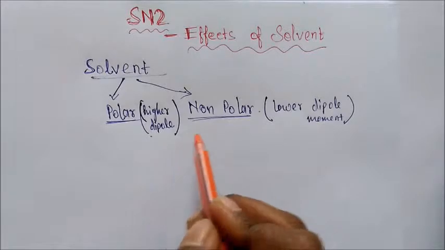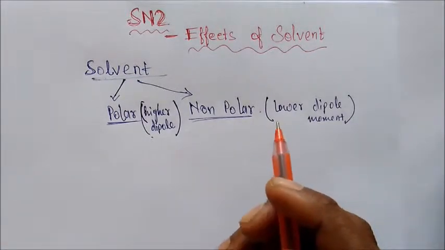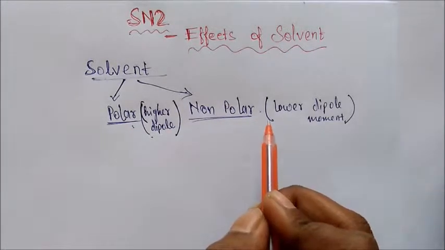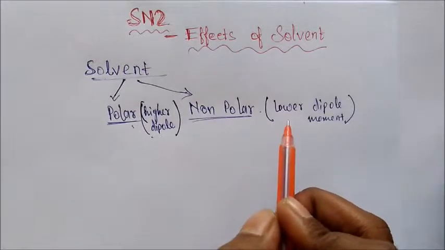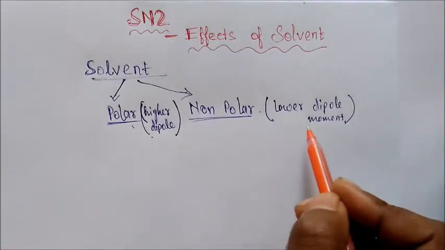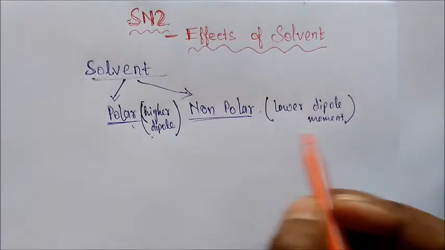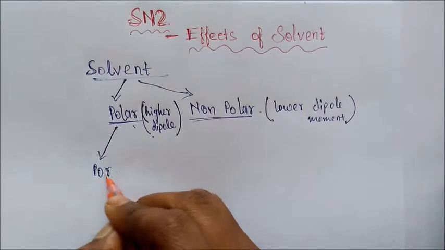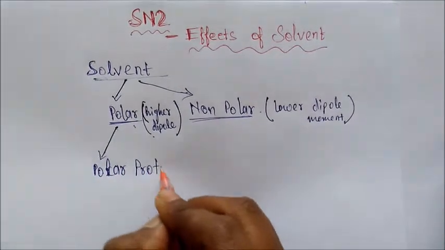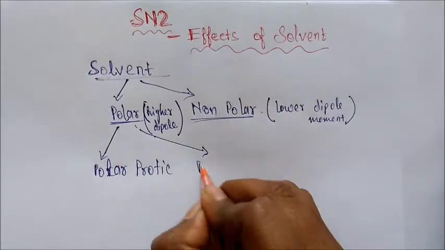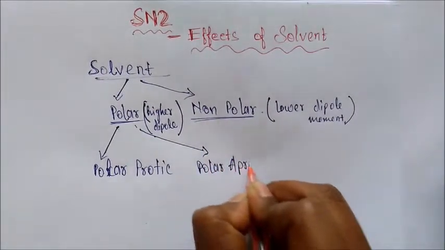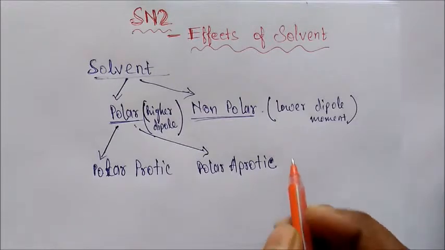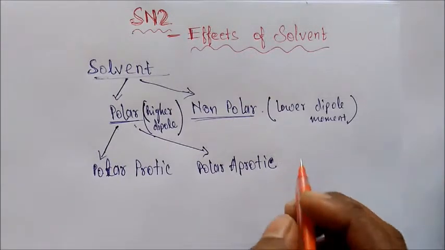Higher dipole in the sense that the atoms connected with each other have the greater electronegativity difference in the polar case, and in the non-polar case the atoms attached to each other have the lower electronegativity difference, so there is lower dipole moment. Polar solvent also has two types, polar protic solvent and polar aprotic solvent.